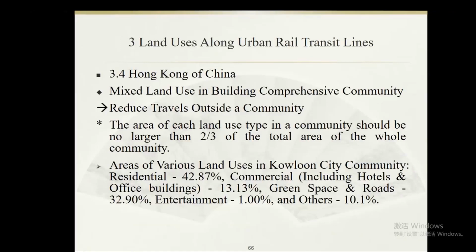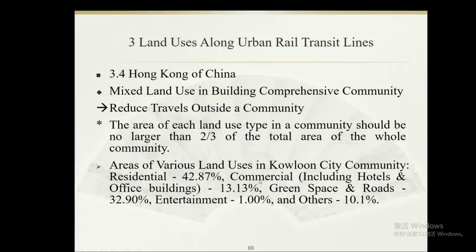Another point of the land use priority in Hong Kong is mixed land use in building comprehensive communities, similar to the case in the US for the mass rapid transit community. In this way, it reduces the travels outside the community. For example, here is a case. Let's see first the areas of various land uses in Kowloon City community.